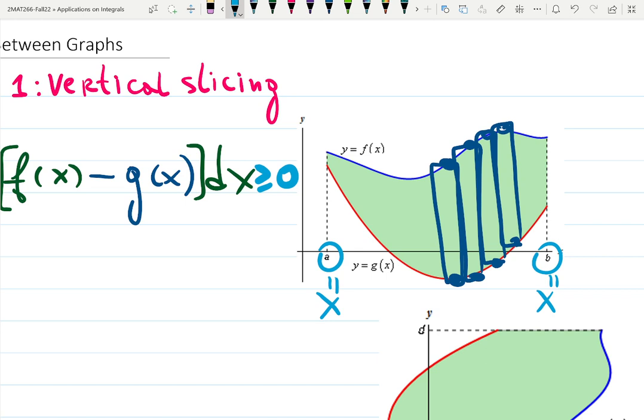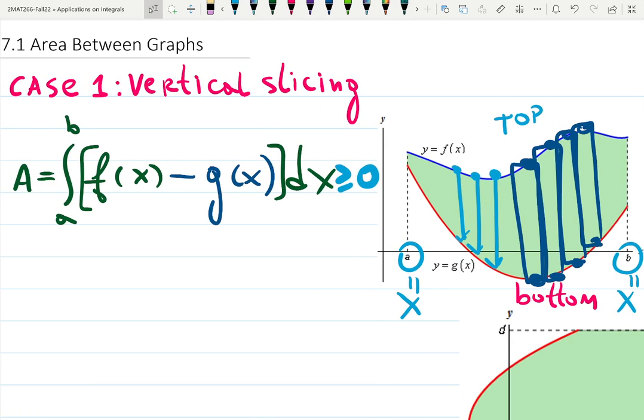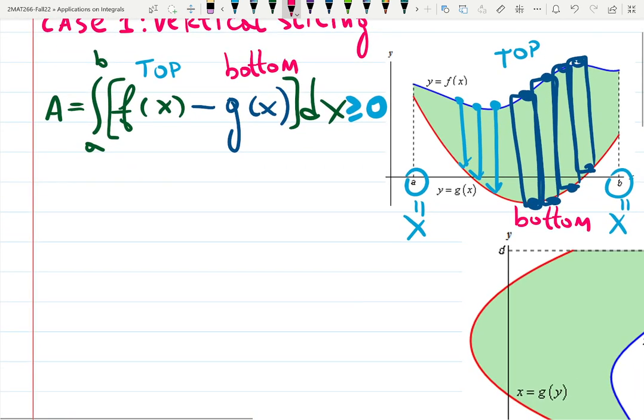The idea is vertical slicing. We are moving vertically from top to bottom, from top to bottom, from top to bottom. Top minus, let me put in red, bottom. Top minus the bottom. Let me put it again here. Top minus bottom. And this gives you the area between graphs now.